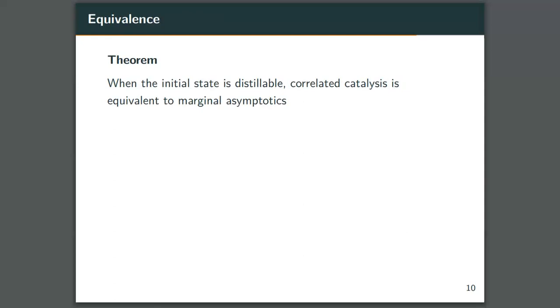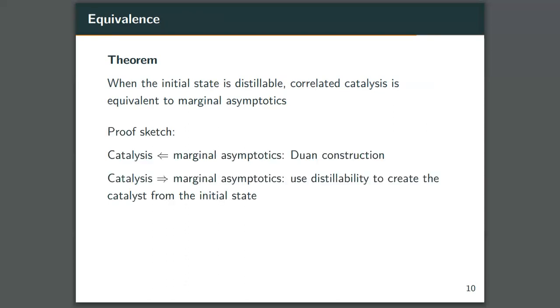Yes, now we have the result. So our first result, this is the second asterisk, is that we show that when the initial state is distillable, then catalysis is equivalent to marginal asymptotics. The sketch of the proof: for the marginal asymptotics to catalysis direction, we actually use the one construction again, because that construction works with standard asymptotics. But if you look at it carefully, it turns out that it also works with marginal asymptotics.